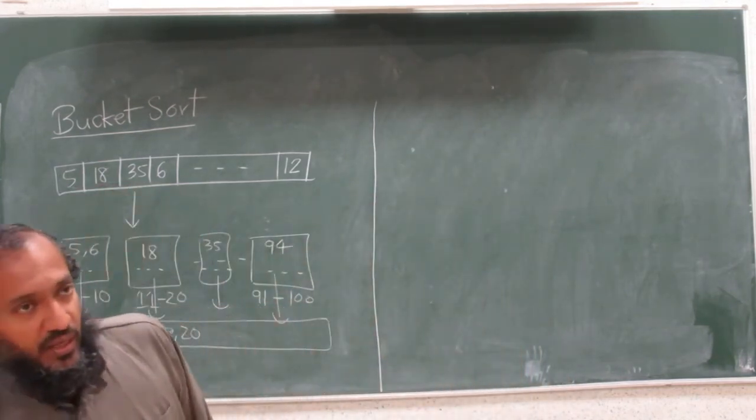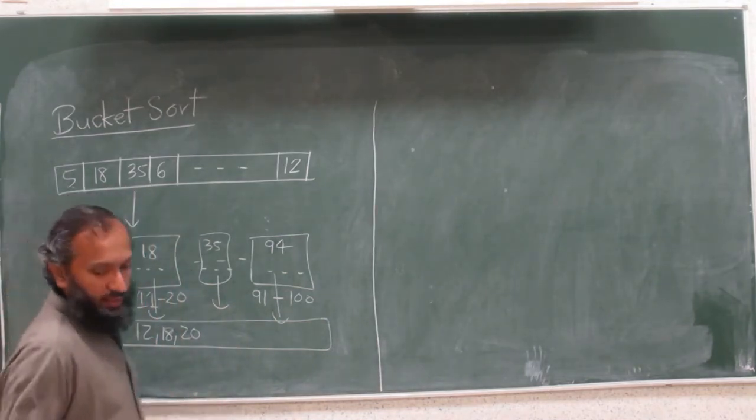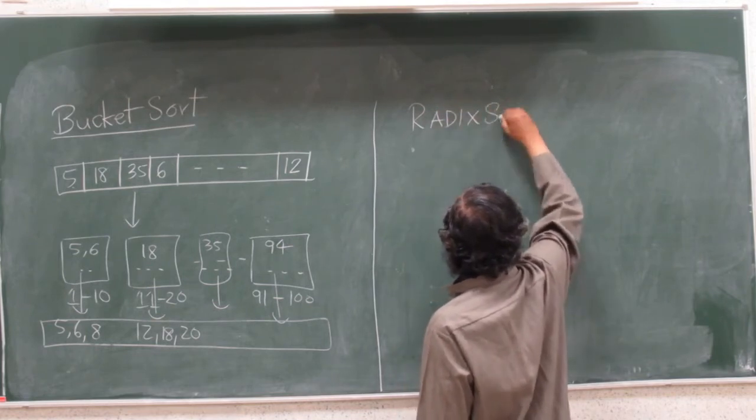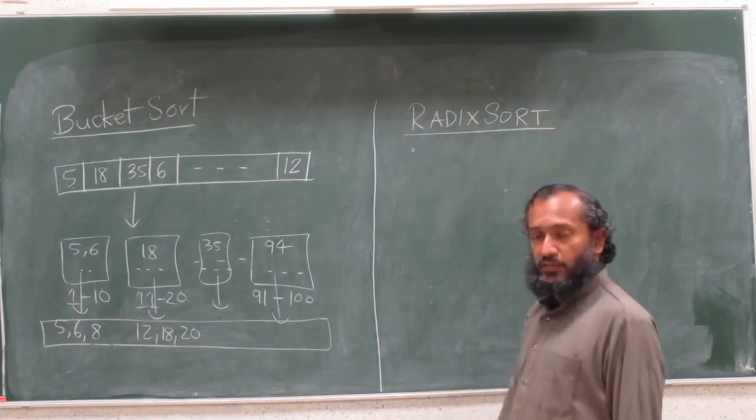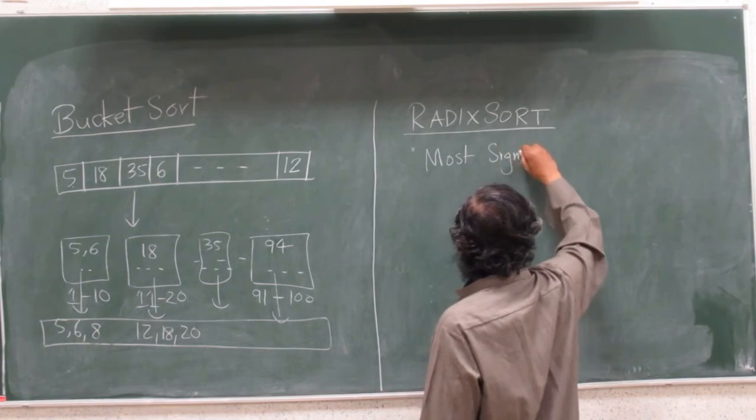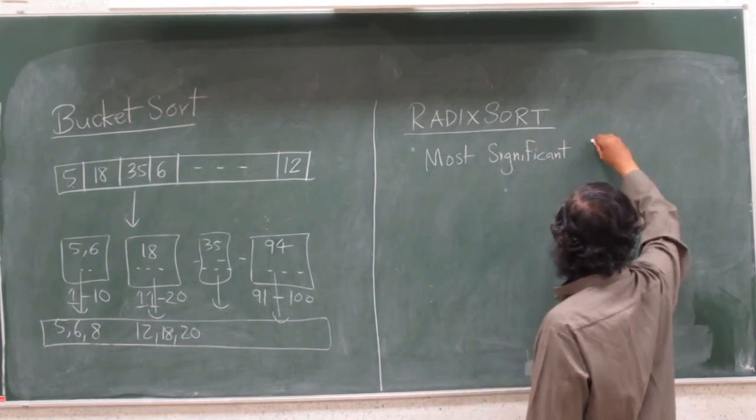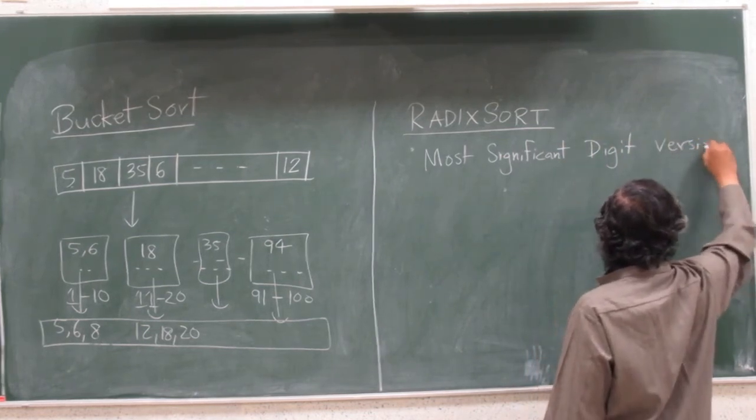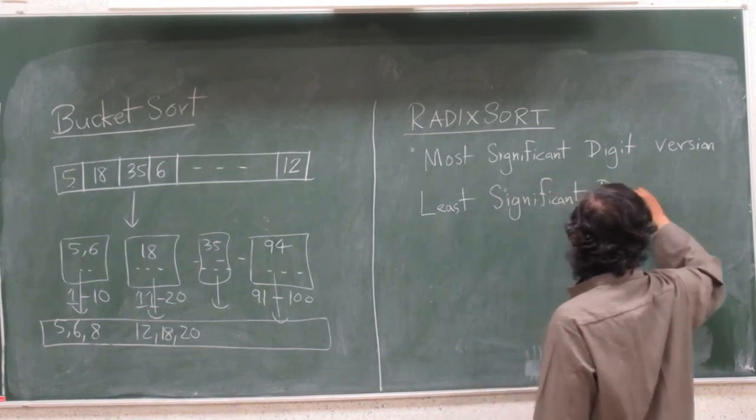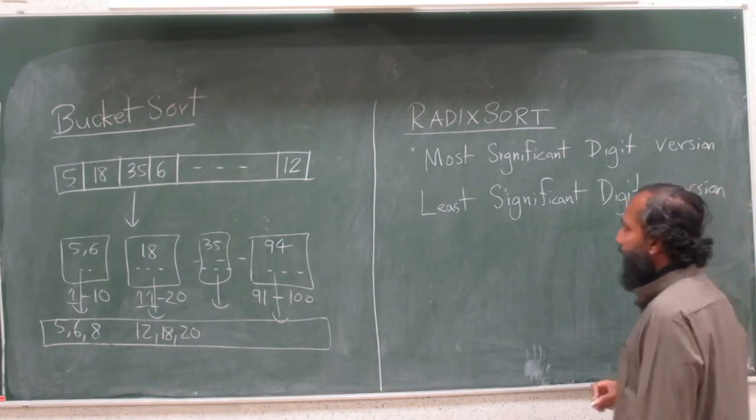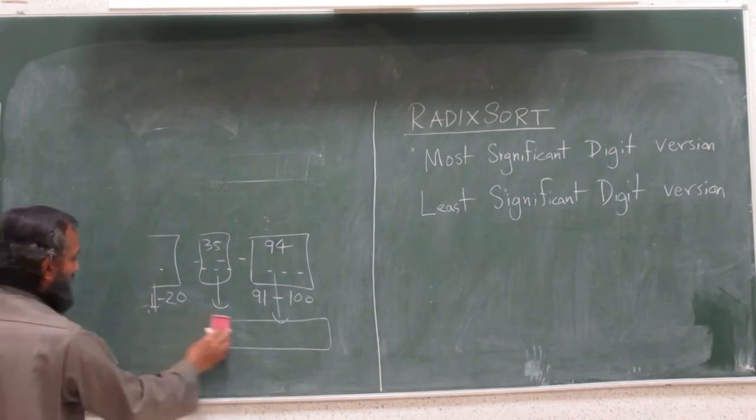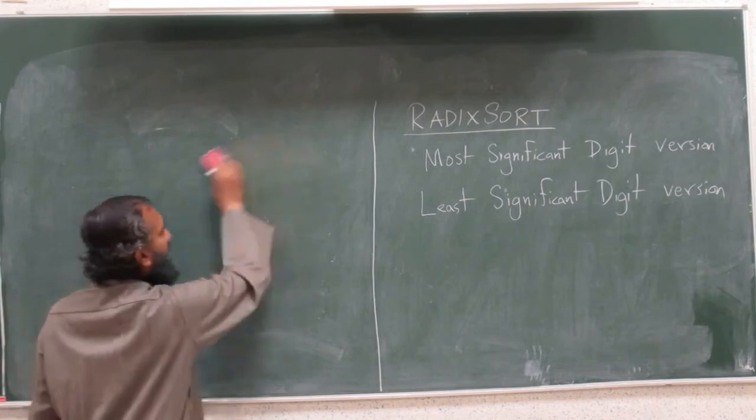Let's talk about an example where you actually have buckets with multiple values in a range. We will talk about an algorithm called Radix sort. There are two variations of this: the most significant digit version and the least significant digit version. Okay, let's talk about the most significant digit version. The word radix refers to root, and here it refers to the base.